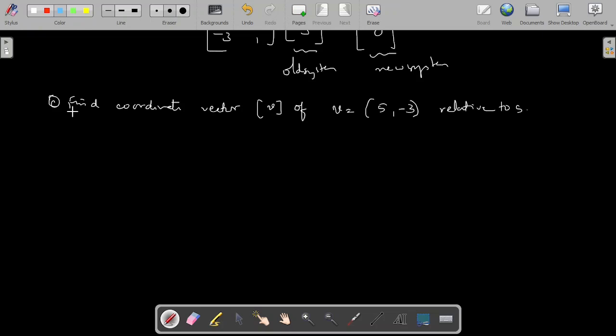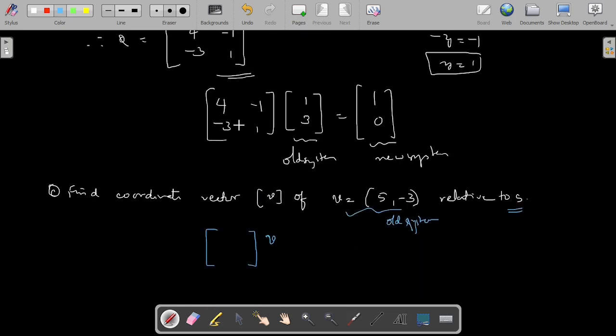See here, one more question you can add to the same problem. Find the coordinate vector of this vector v equal to (5, -3) relative to S. So this is in our old system, and we have to find the coordinates of this vector from the old system to the new system. So how to get the coordinates of any vector from old system to new system? We have to multiply that vector v by the matrix Q.